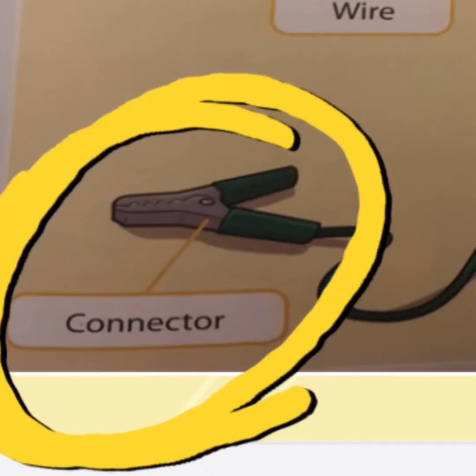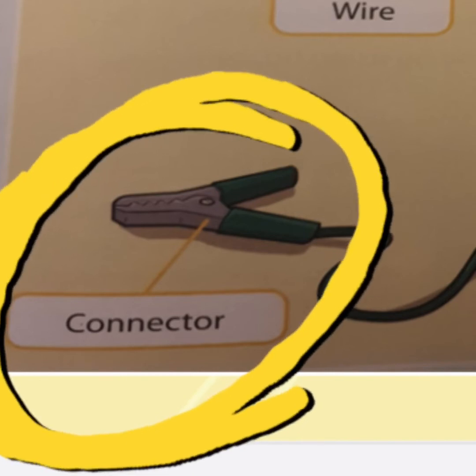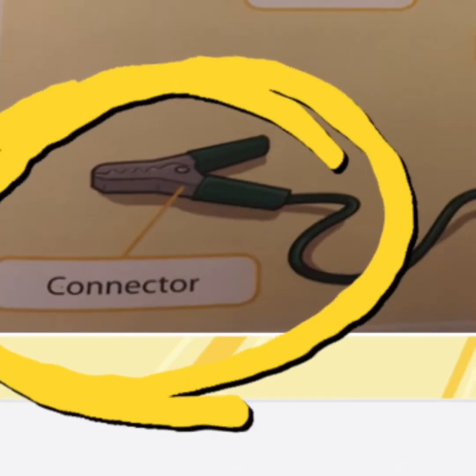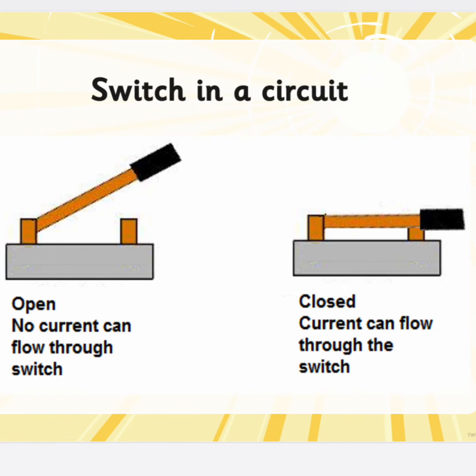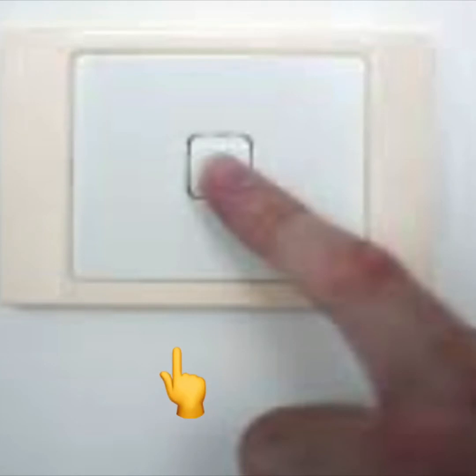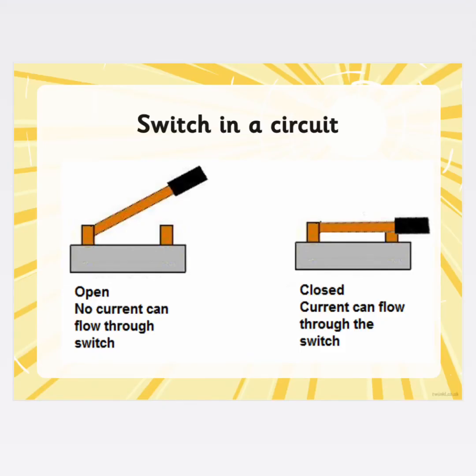And finally, the next component is connectors. Connectors make our job easy by connecting one component to another component with the help of crocodile clips. And now we have come to an important part of the circuit, and that is a switch. A switch is a component which controls the openness or closeness of an electric circuit. They control the current flow in a circuit. Switches come in various sizes, shapes, colors, designs.